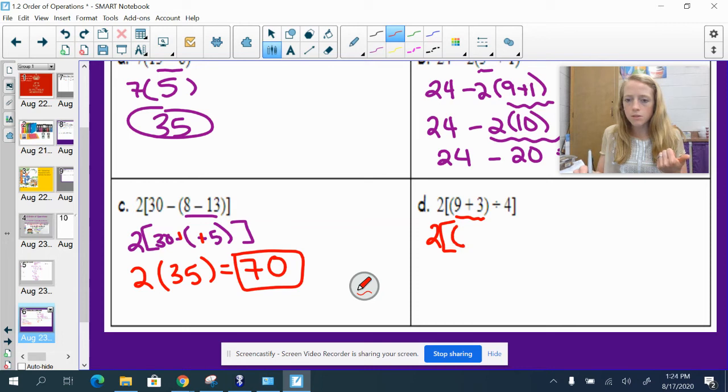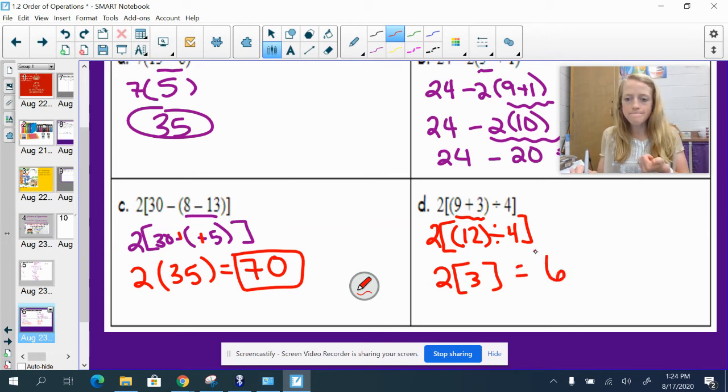This becomes 12. And then divided by 4. Okay, then you can do the 12 divided by 4, which is 3. And then 3 bracket is times 2 is 6. Okay.